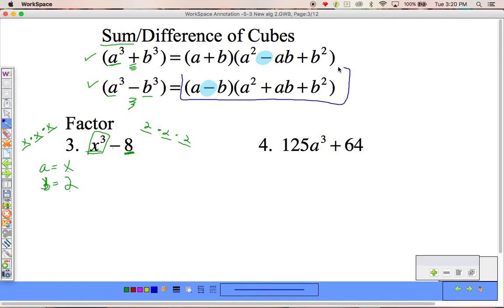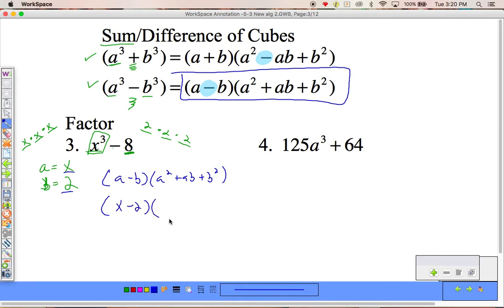So I'm going to go into this formula here. Everywhere I see an a, I'm going to put x. Everywhere I see a b, I'm going to put 2, and I'm going to clean it up. A minus b, a squared plus ab plus b squared. So I'm going to go a minus b, x minus 2, square the x, I get x squared, multiply a times b, I get 2x, and then square the 2, and I get 4. And that's factored. So we're going to pick our a and our b value, we're going to substitute it into the correct formula, and do all the little math that we can.